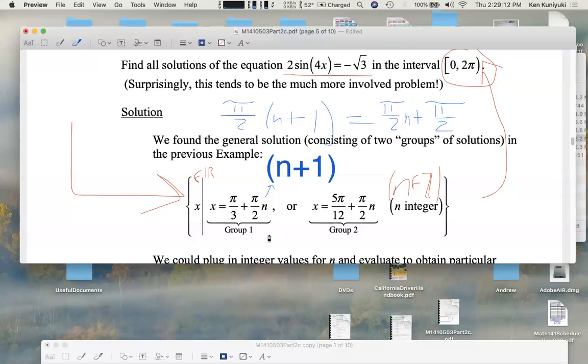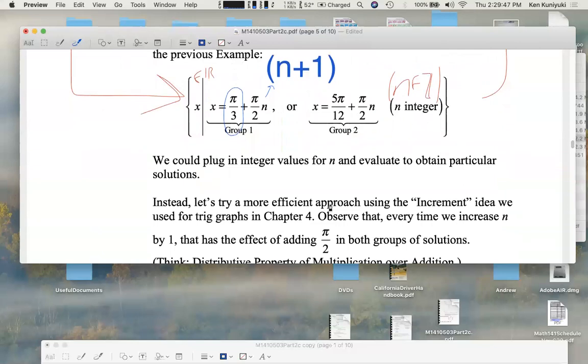So what's the point I'm making here? Every time you increase the value of n by 1, that's like an incrementing. For example, let's say you go to the next integer, from 0 to 1, from 1 to 2, and so forth. Then basically, you're adding pi over 2 to this right-hand side. You're adding the coefficient pi over 2 here to the right-hand side. Same for over here. So let's apply this principle. We're going to start with pi over 3, and we're going to keep adding pi over 2 until we get into trouble here.